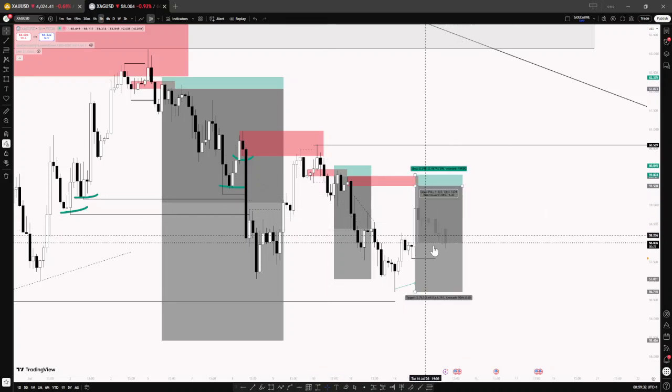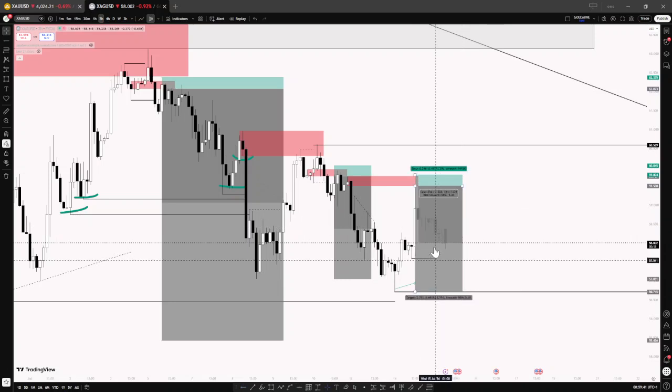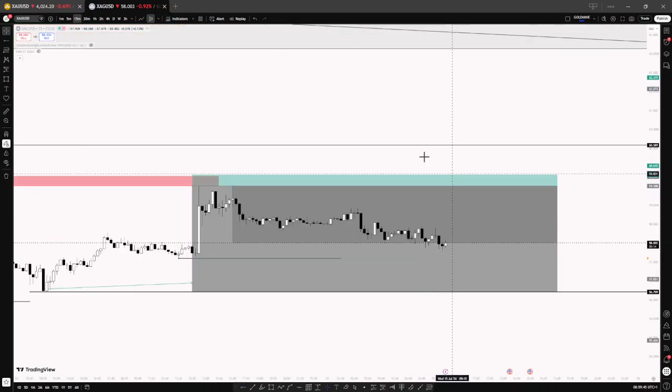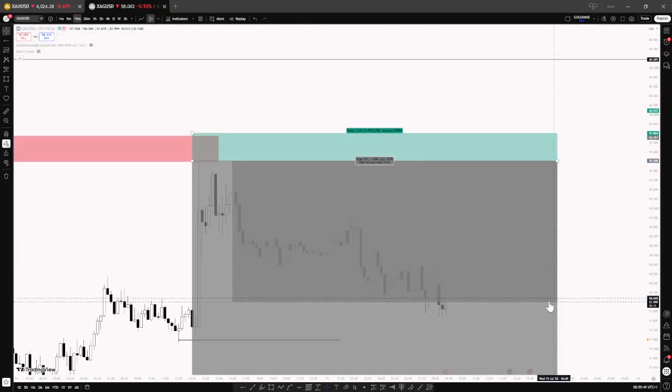So now coming to today, because we are still looking to take out this low. Until we take it out, I'm going to be taking continuation trades, and that leads me to the 15-minute time frame, where I take two types of continuation trades.